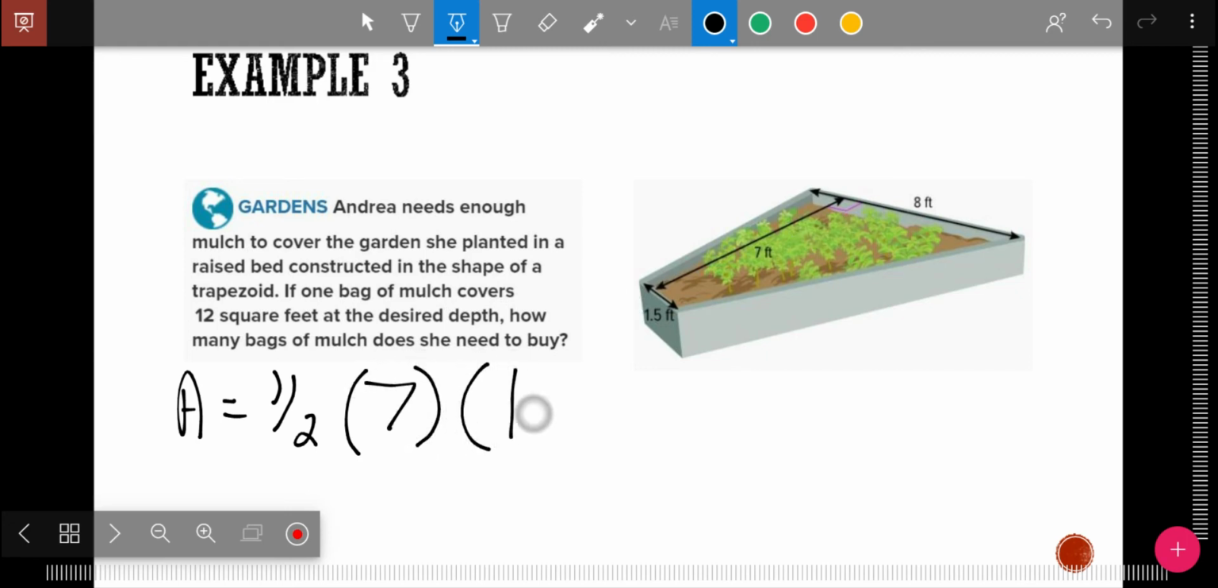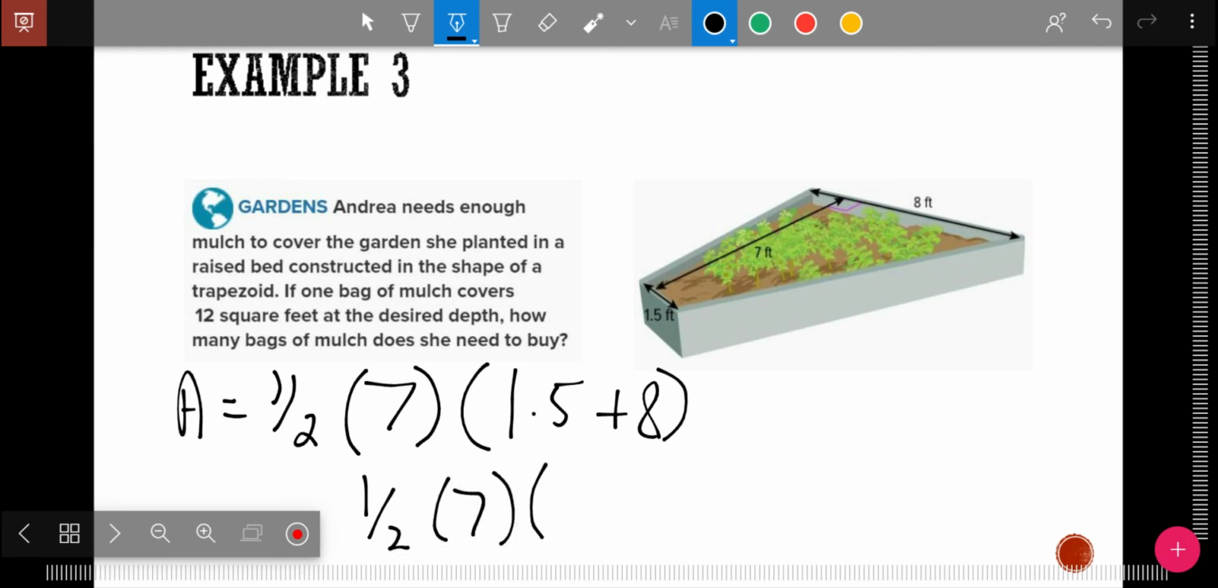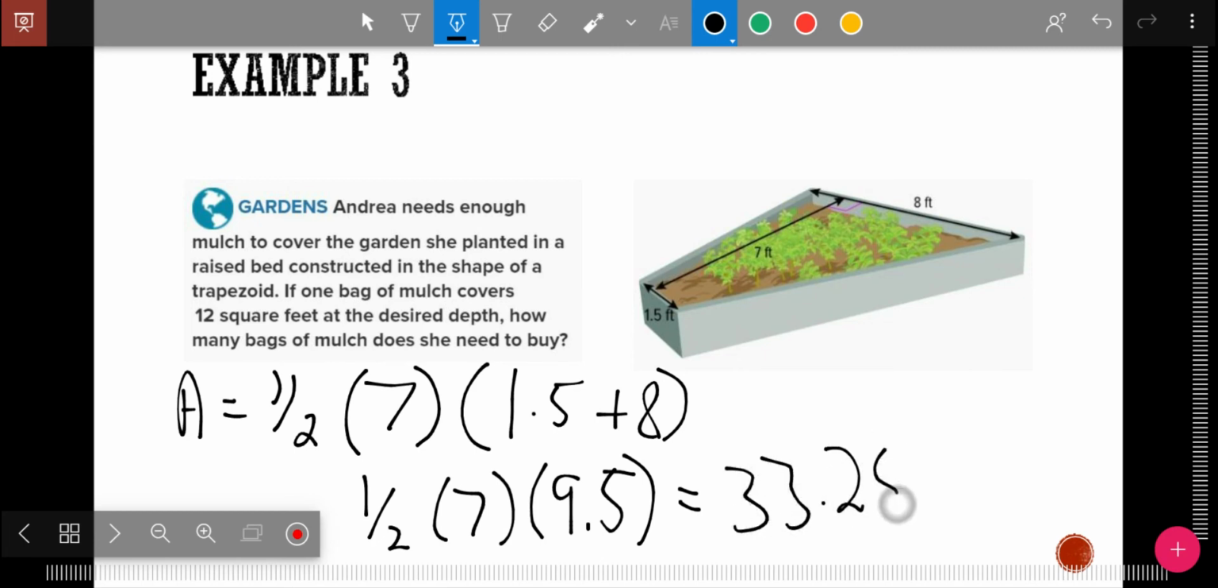And then the bases added together, 1.5 plus 8 is 9.5, so 1/2 times 7 times 9.5. And now let's take a calculator. 1/2 times 7 times 9.5 is 33.25.